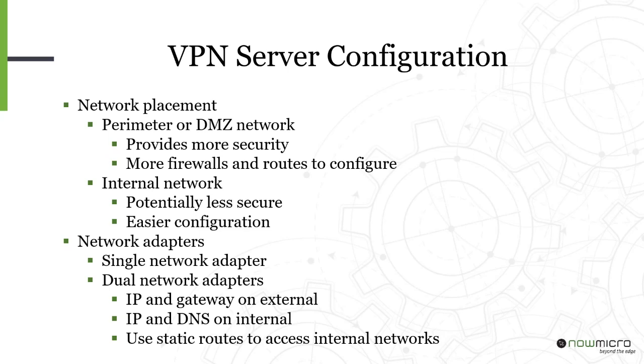The IP and gateway should both be set on the external adapter, and then an internal IP and DNS should be set on the internal adapter, and then you would use static routes to provide access to internal networks. We'll take a look at this in the demo in a little bit.